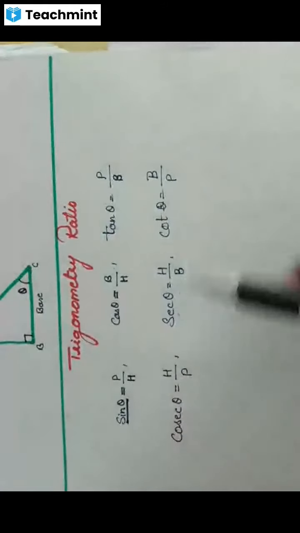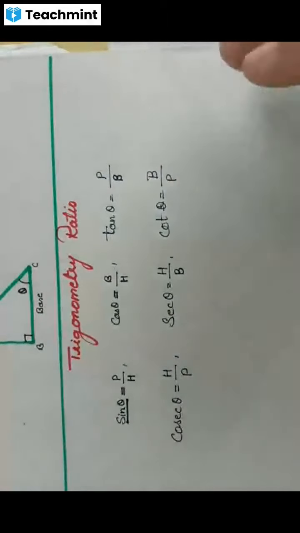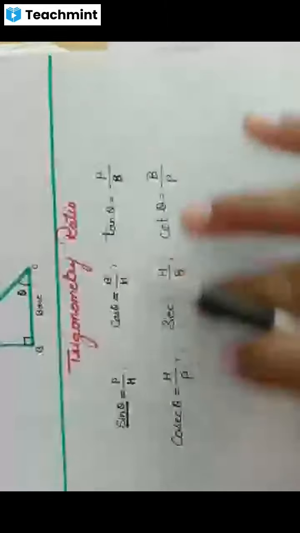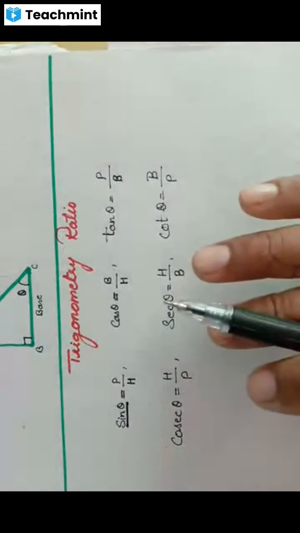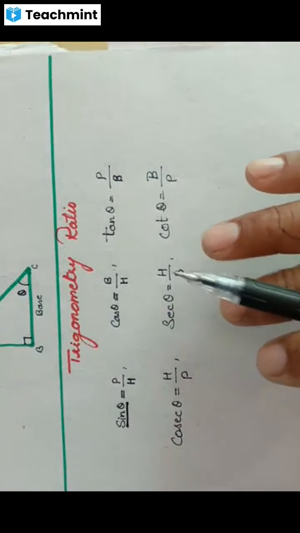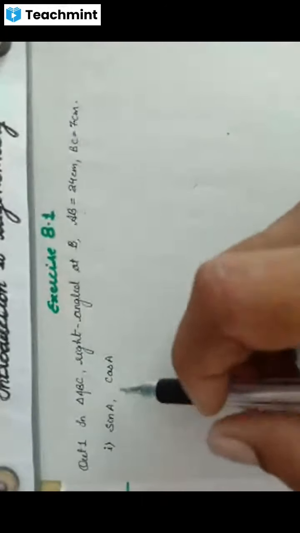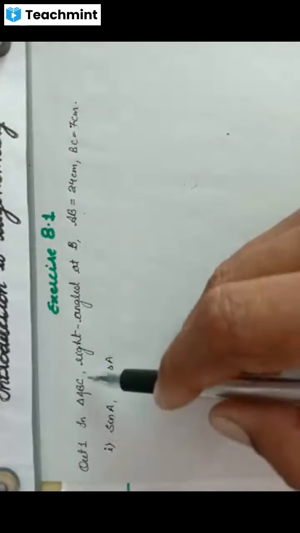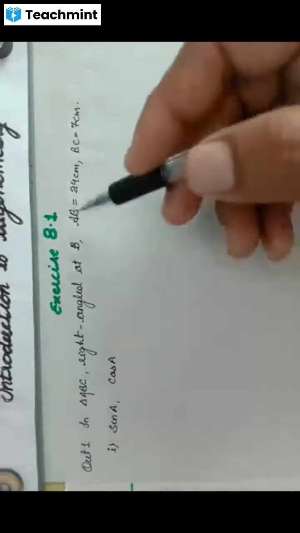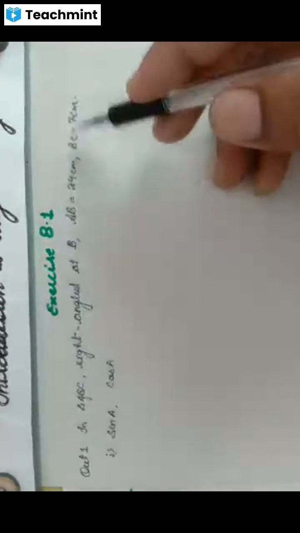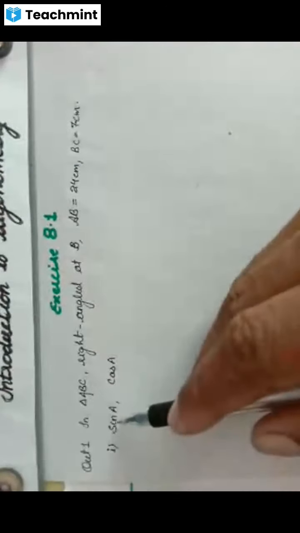Now on the basis of this we will go for the exercise first question, because we need to know only this part to do the first exercise. I am going to read the question. In triangle ABC, the right angle is at B, AB is 24 and BC is 7 centimeter. We have to find out sin A and cos A.